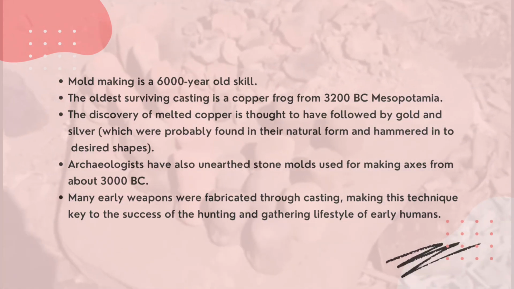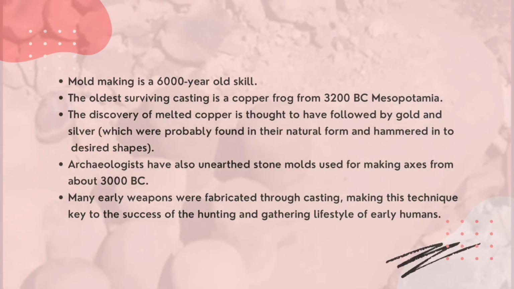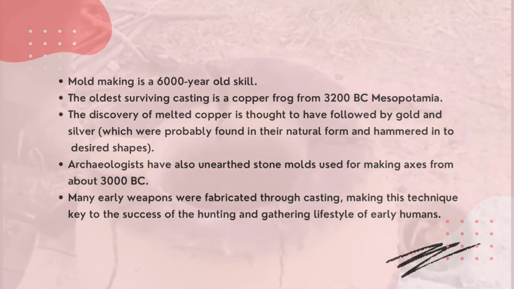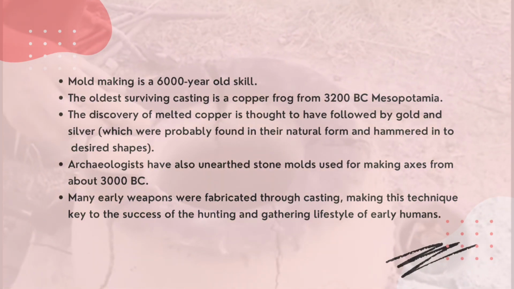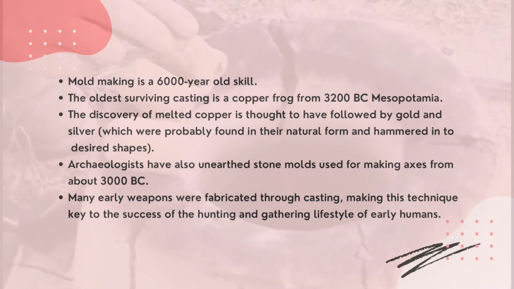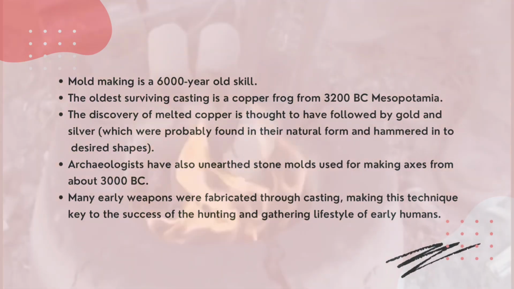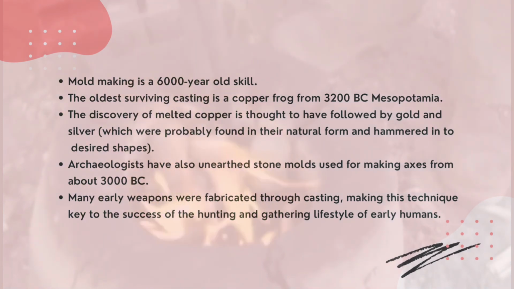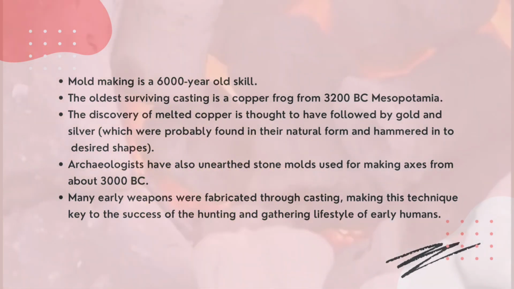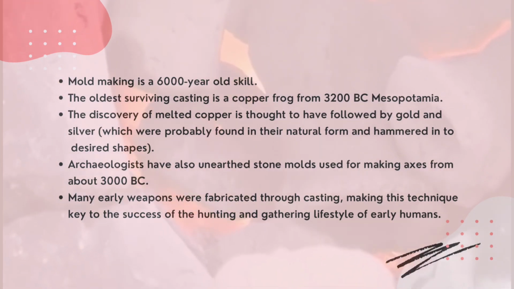The discovery of melted copper is thought to have been followed by gold and silver, which were probably found in their natural form and hammered into desired shapes. By the time prehistoric people came across copper, they already had knowledge of pottery making. This means that they could then combine two processes and shape the liquid metal through clay, sand, or stone molds. These early discoveries and connections enabled us to perform highly technical and complex mold making and casting processes at present.